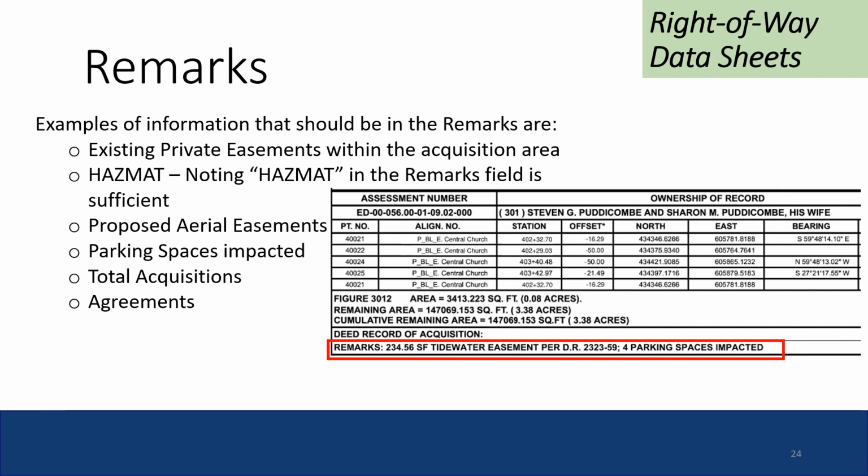Examples of information that should be in the remarks are existing private easements within the acquisition area, hazmat. Noting hazmat in the remarks field is sufficient. Also proposed aerial easements, parking spaces impacted, total acquisitions, or agreements.